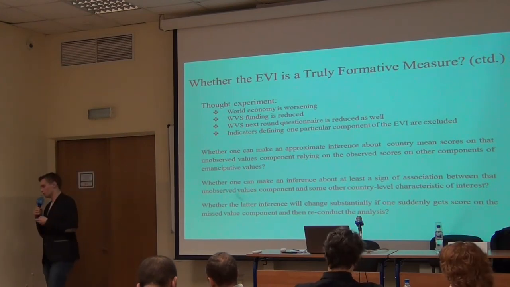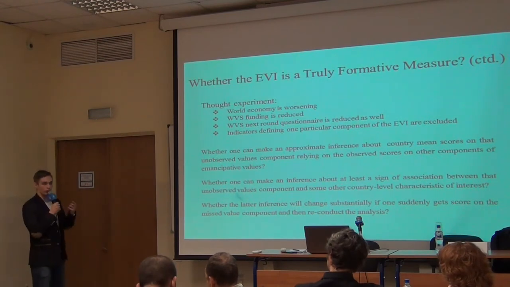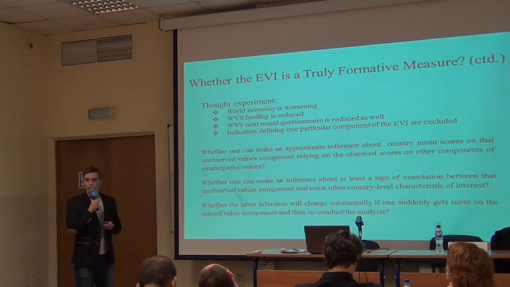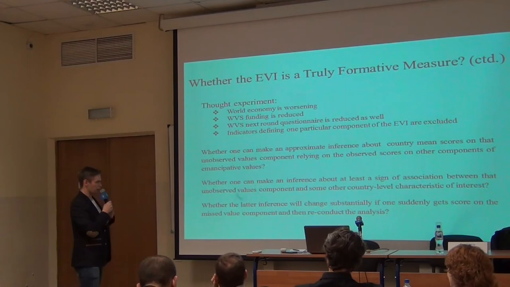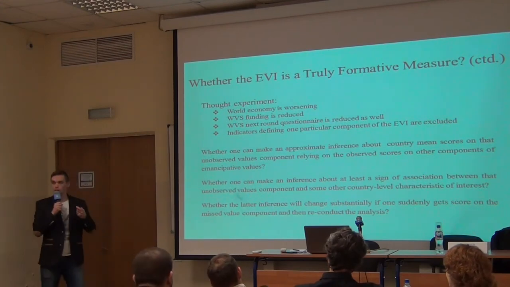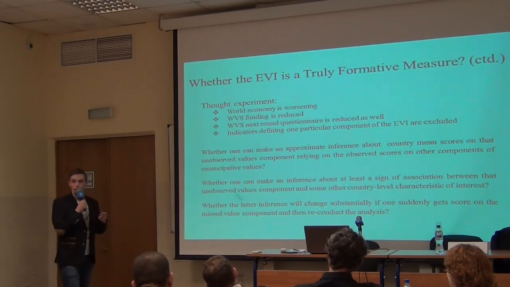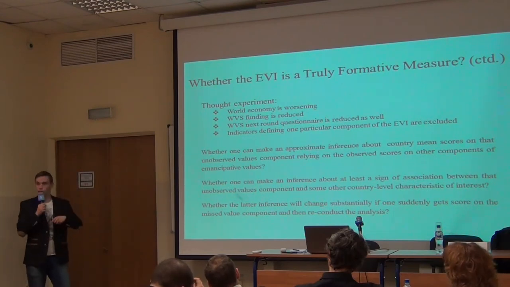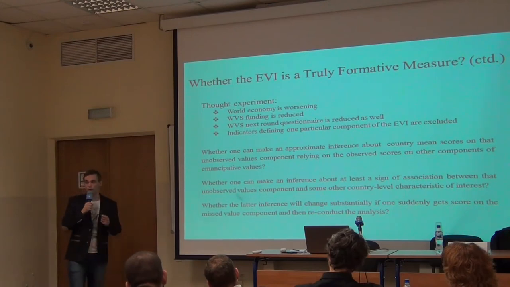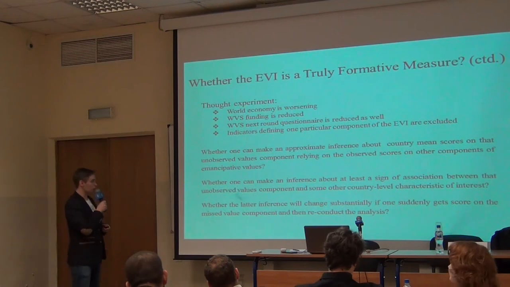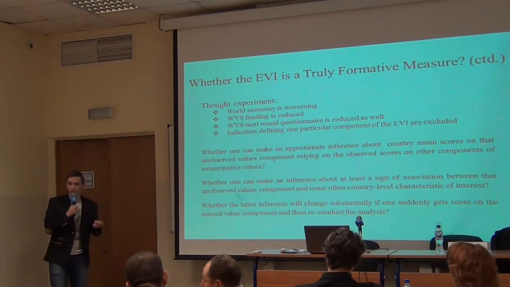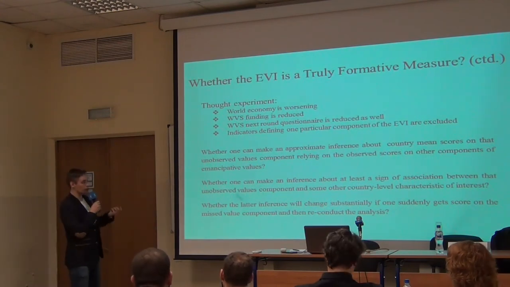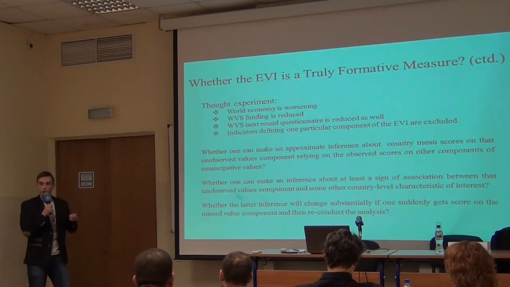Imagine that some of the indicators measuring one of the components of the emancipative values were excluded from the questionnaire. Now consider three simple questions. The first question is whether one can make at least an approximate inference about the country mean score on this component using the observed mean scores on other components of emancipative values. Then, whether one can make at least an inference about the direction of the effect of the missed component on some other country-level aggregate rating. And the final question is whether the latter inferences will substantially change if one suddenly gets the missed information and then reconducts the analysis using certain information on both scores, on particular components of emancipative values.